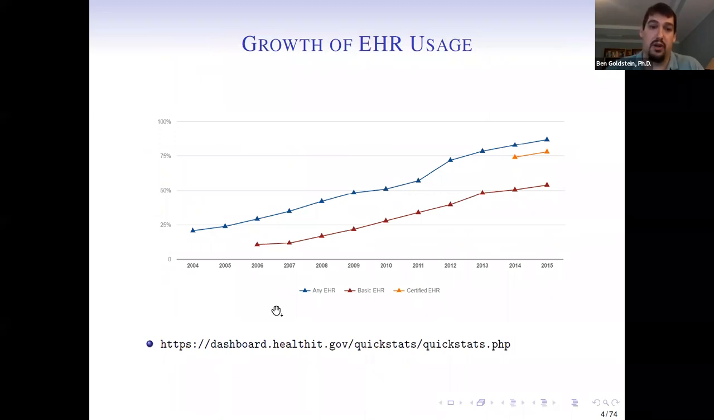As I mentioned, we've had EHRs for a while. I want to say the first EHR systems go back to the 70s. Duke has had an EHR system since the 80s. Here is where we have the HITECH Act, and this is only going back up to 2015, but we see just this continual growth of the use of EHR systems.